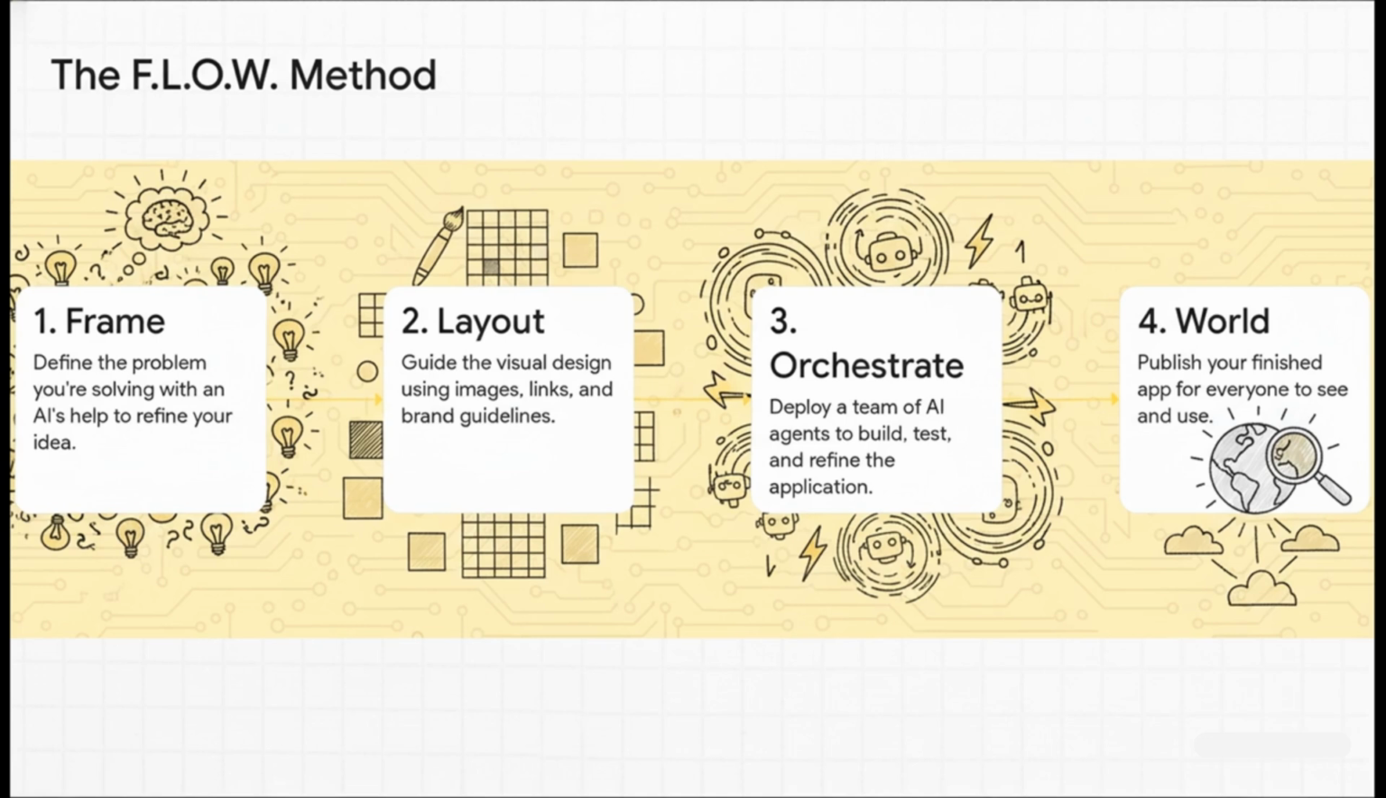Then you move to layout. Here, you're the creative director feeding it images, your brand colors, and the general vibe you're going for. Then comes orchestrate, and this is where the real magic happens. AI agents literally build the app for you. And finally, world, where you push a button and publish your creation for everyone to see. It's the whole journey, from that first spark of an idea to a live app.